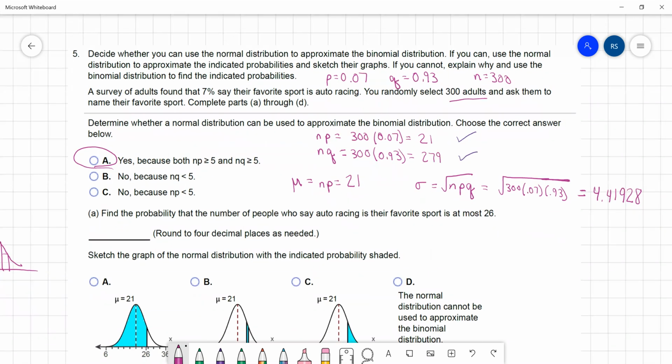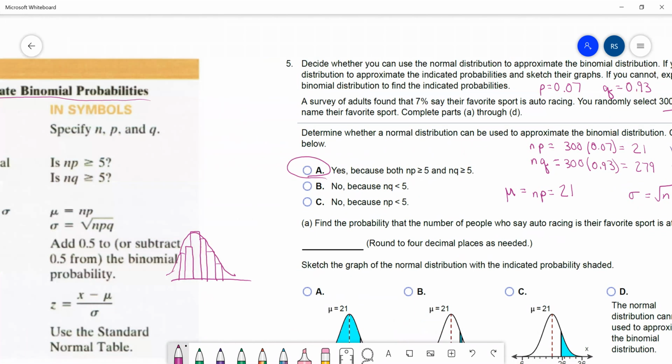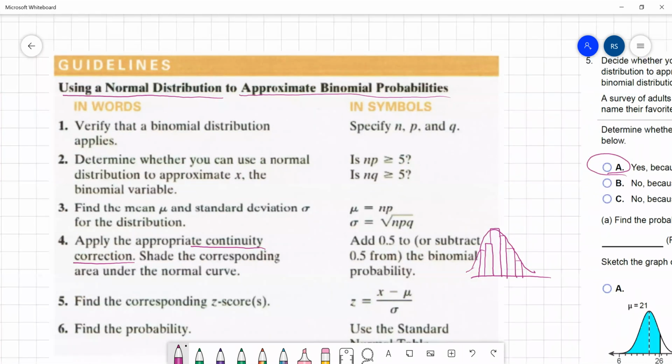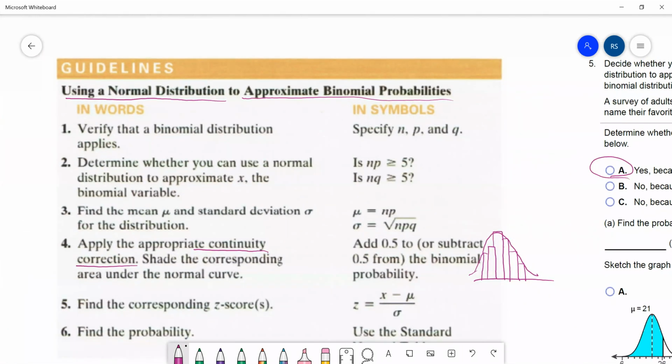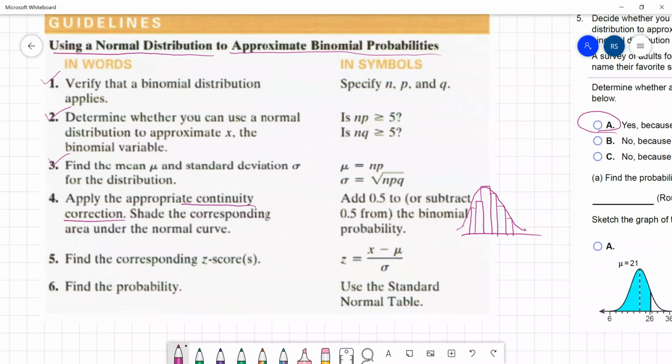Okay, so let's go back here and see what we've done so far. Okay, so we verified it's binomial. Check. We've determined that we can use normal. Check. We found the mean and standard deviation. Check. Now we have to apply any continuity correction.